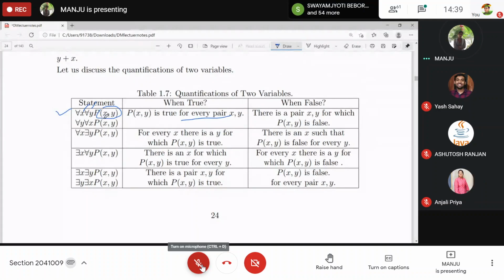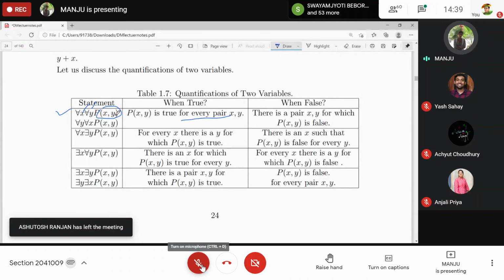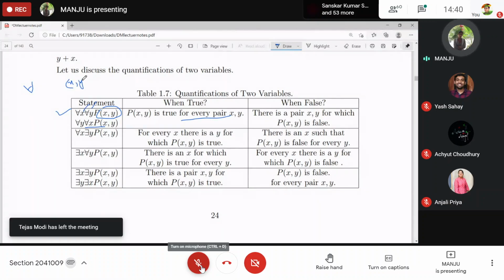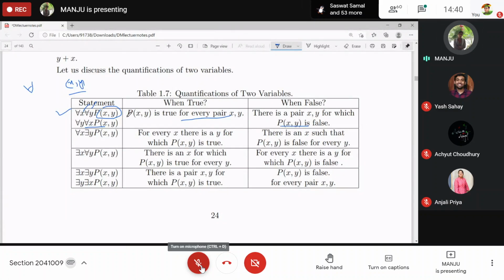This will be true if pxy is true for every pair x comma y, and same for this one. And when will this be false? We know that for all will be false even for a single value that gives you false, right? So even if we get a single pair x comma y for which pxy is false, in that case it will be false. So there is some pair x comma y which makes the statement false. For that, for all x, for all y, or for all y, for all x, this will be false.